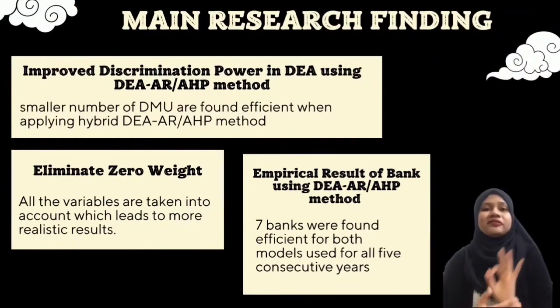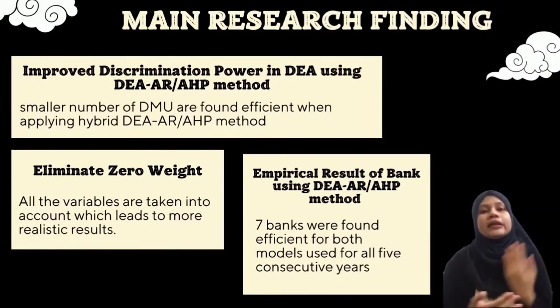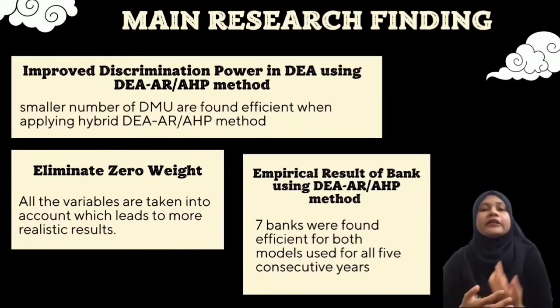There are 3 main research findings of the study. The first one is improved discrimination power in DEA using the DEA-AR AHP method. When applying the DEA method, poor discrimination power occurs. Interestingly, when applying the hybrid DEA-AR AHP model, it improved the discrimination power in DEA, where a smaller number of DMUs are found efficient.